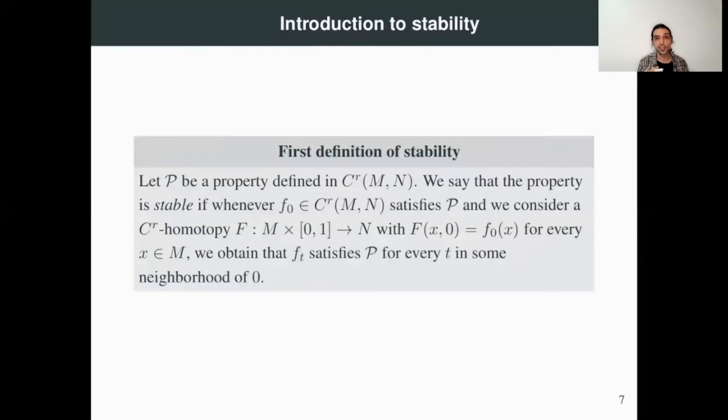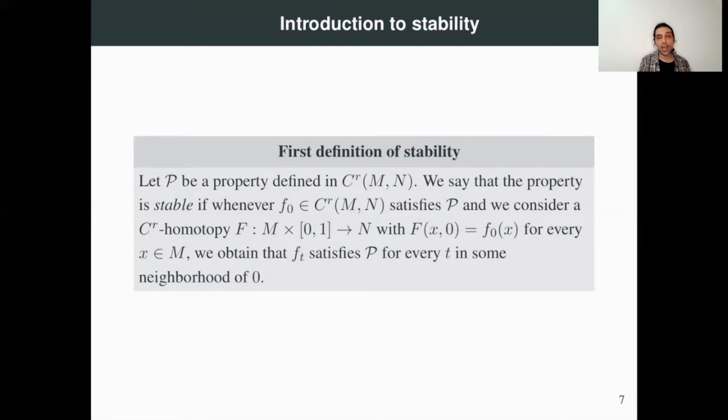So our first definition of stability, not the last one, later on we are going to give a better definition, is that first consider a property defined in the set of C^r maps from M to N, where M and N are differentiable manifolds. And we say that the property is stable if whenever we have a map that satisfies this property and we have a C^r homotopy, capital F, in which F0 is our map, the map that we are considering, then the property is also satisfied by Ft if t is close to 0.